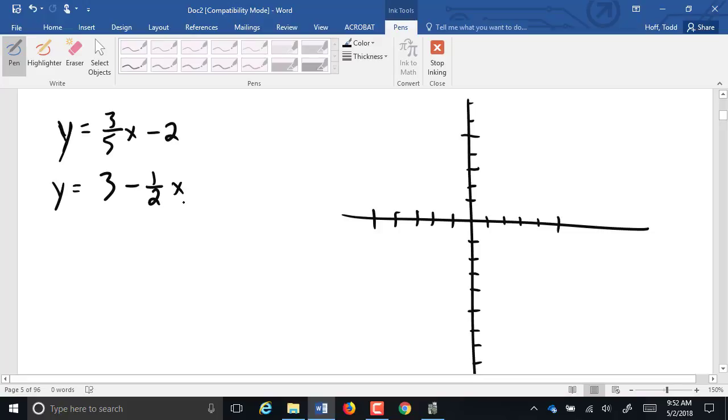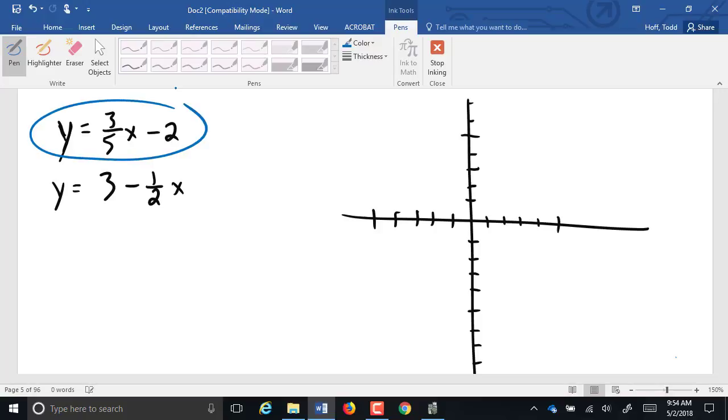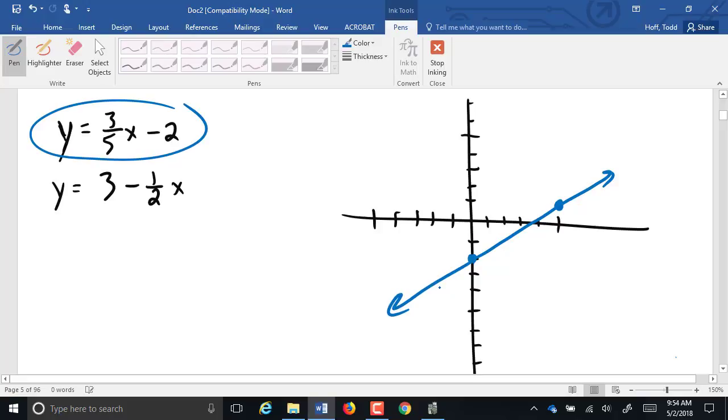I'm going to graph those two quick, and we'll look at them. So this one here, where do we start? -2, and from there we go up 3 over 5. So there's my second point. Again, this isn't really there. There's what we have.